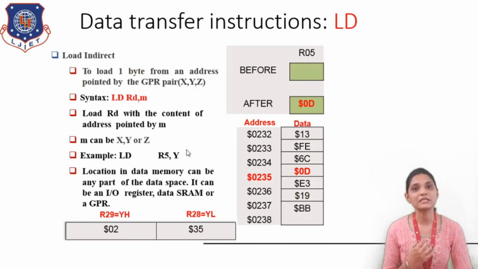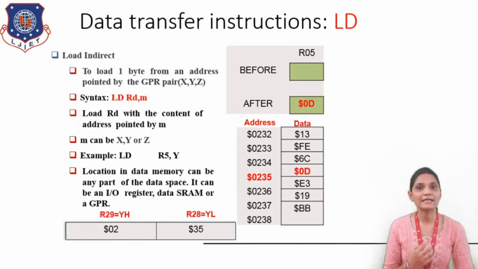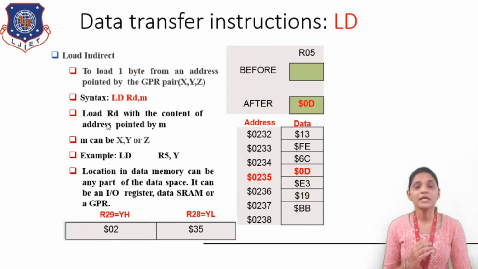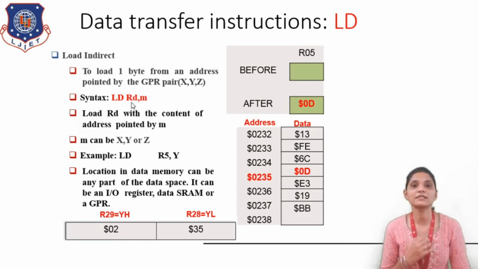Then the next instruction can be the LD instruction, and this is the load direct instruction. This is used to load one byte from the address pointed by the general purpose pair, that is the X register, Y register or Z register. R26 and 27 is your X register, 28 and 29 is your Y register, and 30 and 31 is your Z register. Okay, here we have the syntax as LD Rd, N. Here the content N indicates the X, Y or Z register, and the content from the location that is given by this X, Y or Z register is going to be stored inside the destination register.